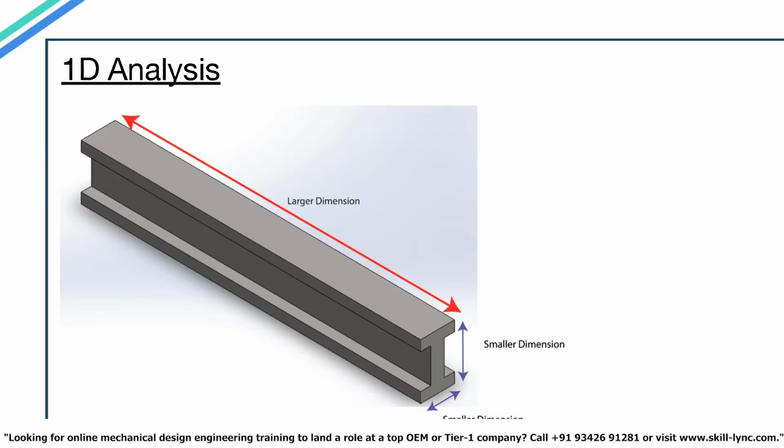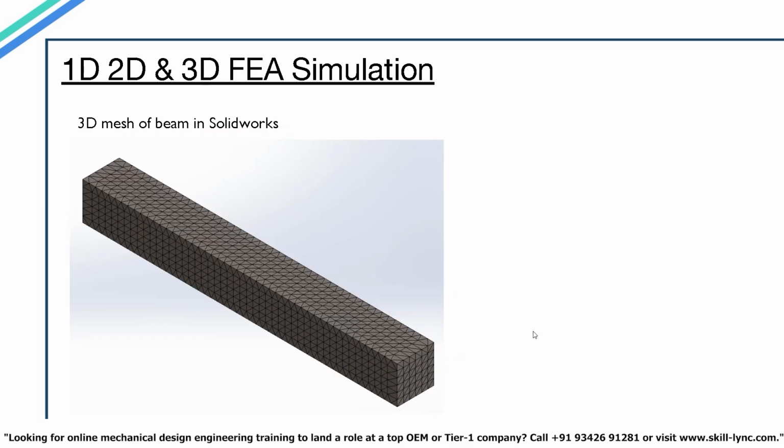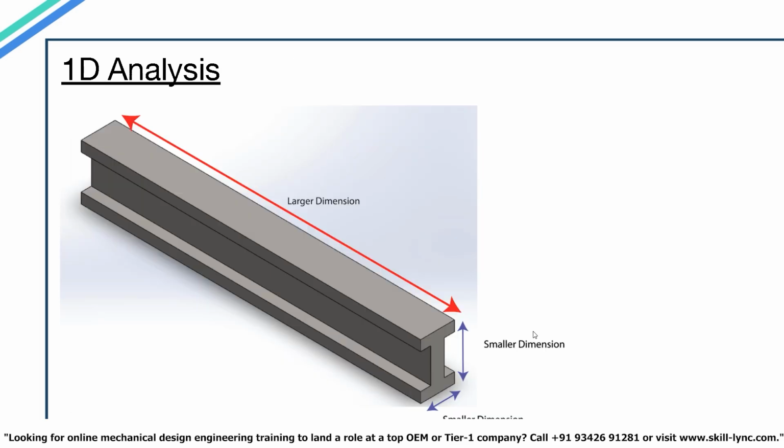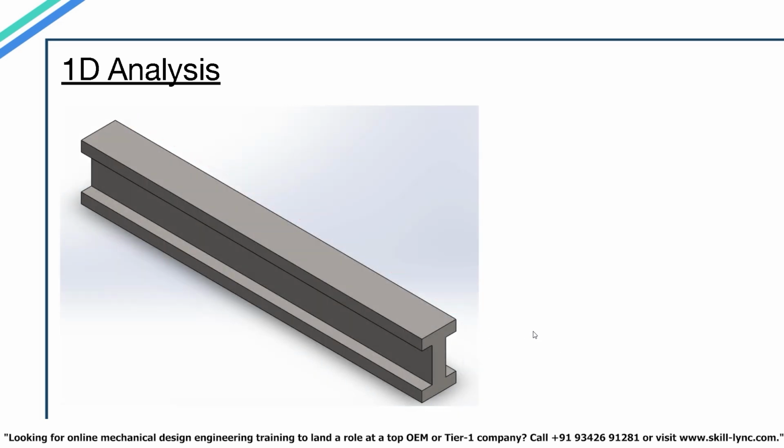The first one is 1D analysis. 1D analysis is used when one of the dimensions of the geometry for which we are performing FEA is significantly larger than the other dimension. An example for this would be, let's say I have a long uniform beam and I am interested in looking at deformation caused by bending. Since the beam is long enough, 1D elements are sufficient to produce the required result.